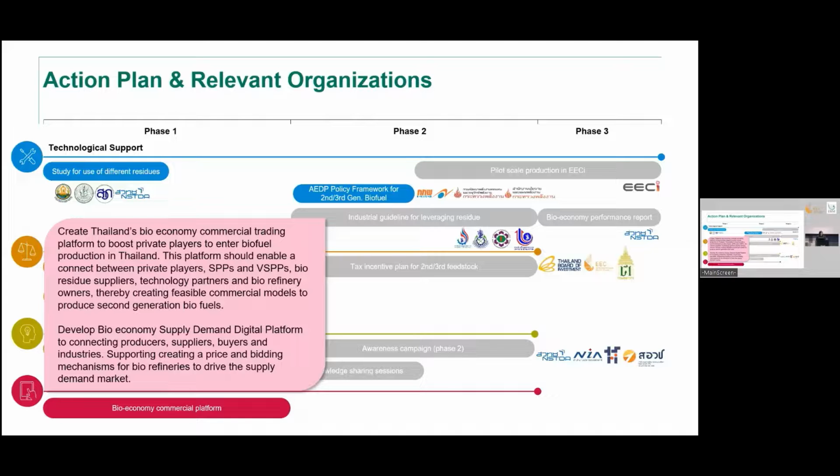This will further extend into creating what we call the bioeconomy supply-demand digital platform. The digital platform will connect the supply and the demand side, the producer to the consumer. And this will also enable price sensitivities, price mechanisms, and bidding structures to come into place for getting alternative feedstocks for running and scaling up biorefineries.